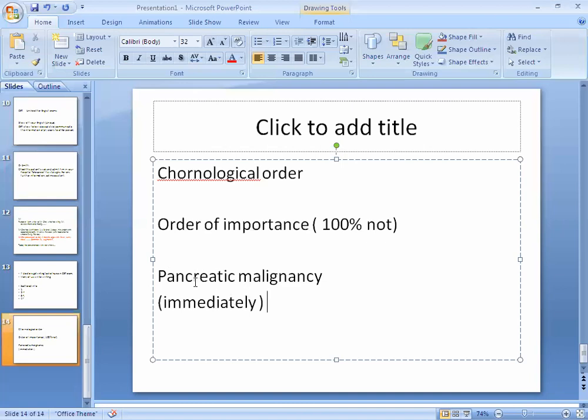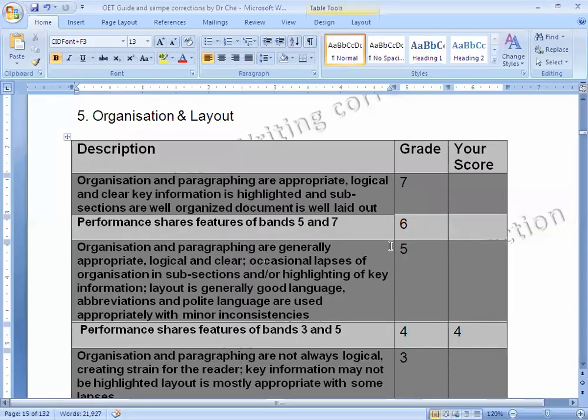So even if it is an urgent letter, in this case the order of importance would look better, to understand the situation clearly. These things need a lot of discussion. We will discuss in later videos. So here in organization and layout, we need to organize and paragraph.